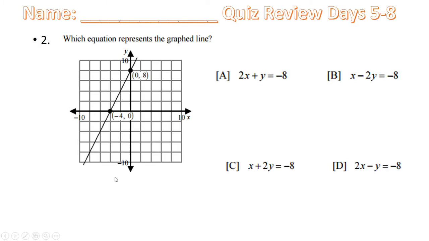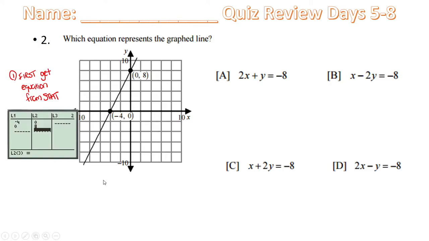Number 2, they love this question on STAAR. The first thing I need to do is figure out the equation to this. I can either use rise over run and my y-intercept of 8, or I can type this into stat and do stat calc 4. Either way, my equation should be 2x plus 8.